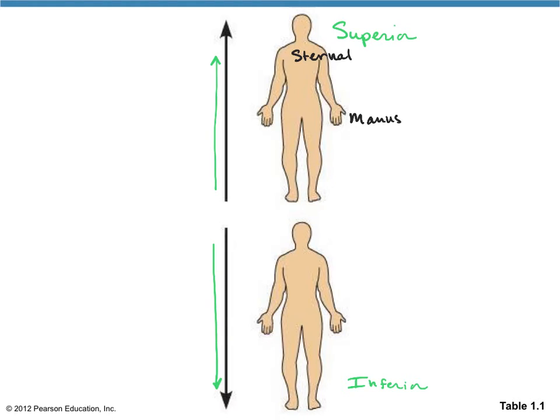An example of using these terms: you could say that the sternal region is superior to the manus region because it is closer to the head end. And then you could also say that the patellar region is inferior to the brachial region because it is found closer to the foot end of the body.